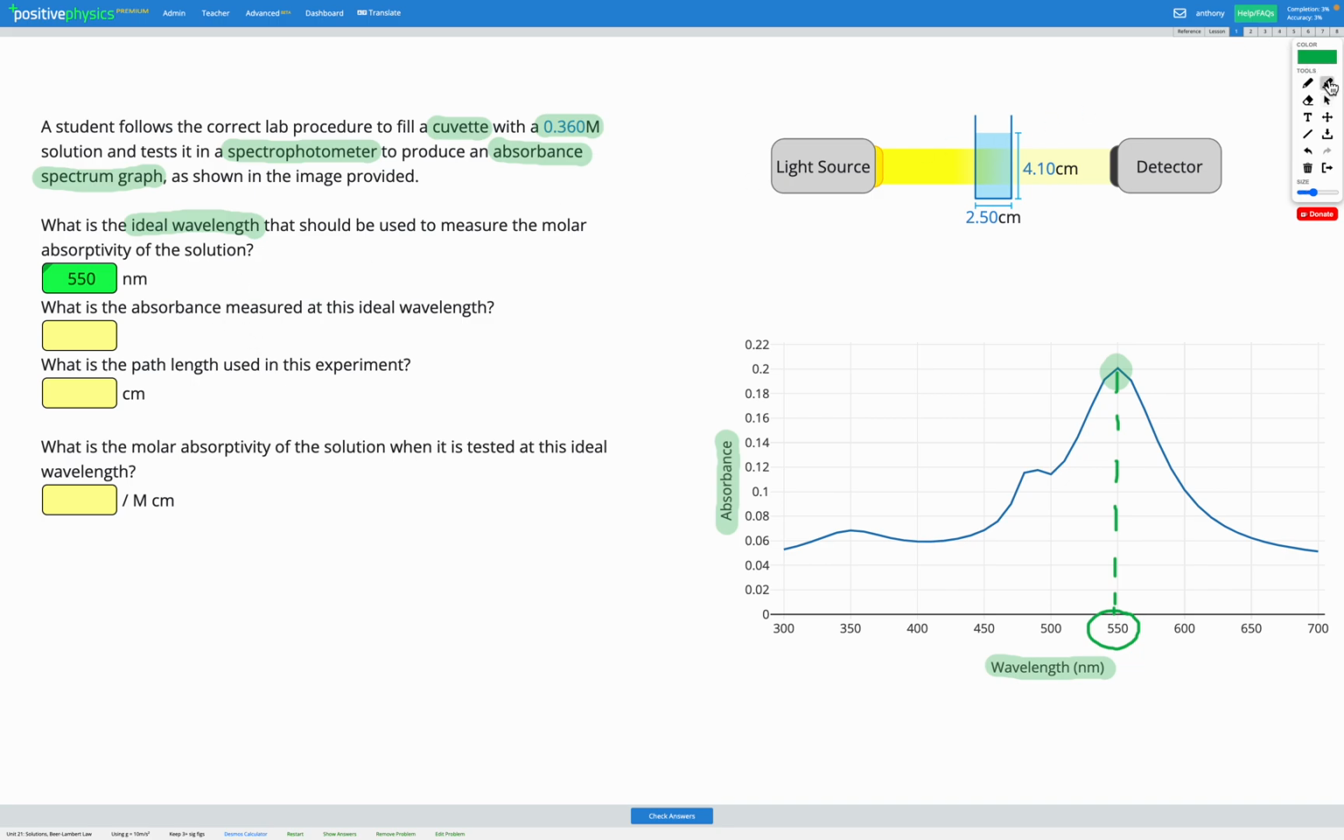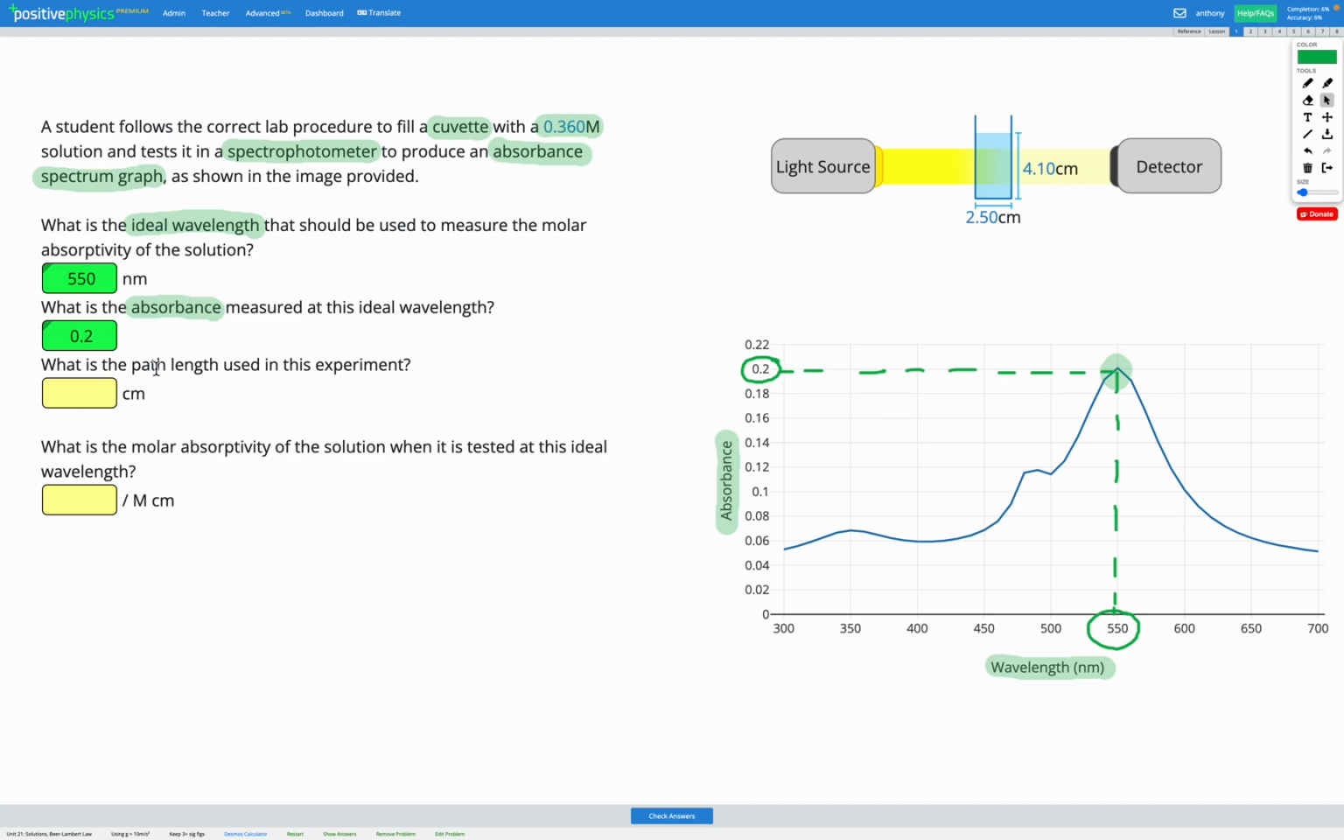The next question asks, what is the absorbance measured at this ideal wavelength? Absorbance is the y-axis of our graph. So again, if we go from our interesting point across to the y-axis, we can see our absorbance was 0.2 at that point. So that's our peak absorbance. It's 0.2 and it happens at a wavelength of 550 nanometers.